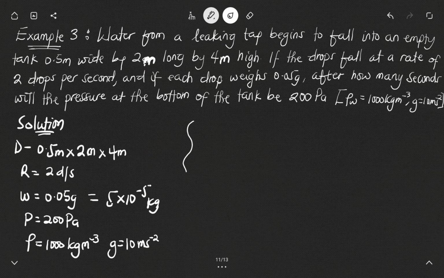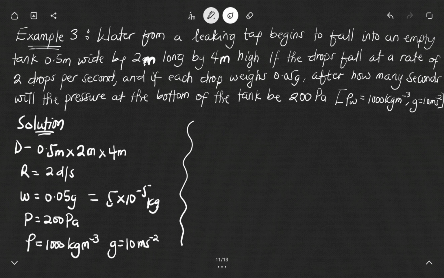So now that I have this, I can go ahead and look at the question. I know that pressure is equal to density multiplied by height multiplied by gravity. Looking at this formula, I have my pressure, which is 200, I have density, I have height, which I was told is 4 meters, and I have gravity. But this formula cannot help me get the seconds that I need. So I need to use another formula for pressure. This formula will not do in this case.